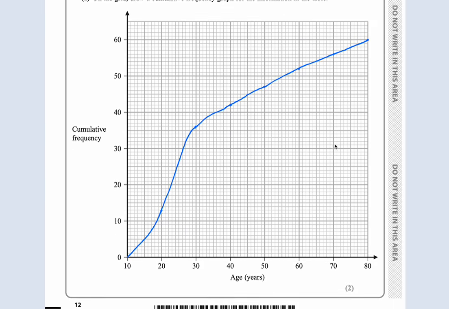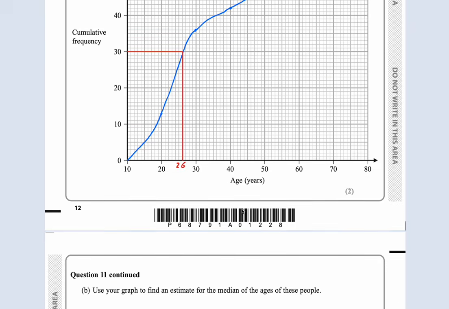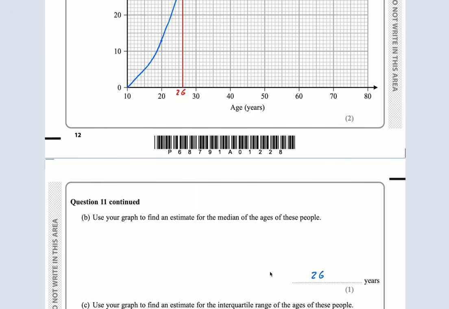Okay, so if there's 60 people, the median is going to be at 30. So we go to 30, we go across, and we go down, and this looks to be at about 26, 27. The answer says accept anything 26, 27, or 28. So I'll go with 26. Okay, so the median is 26. And then it says use your graph to find an estimate for the interquartile range of these people.